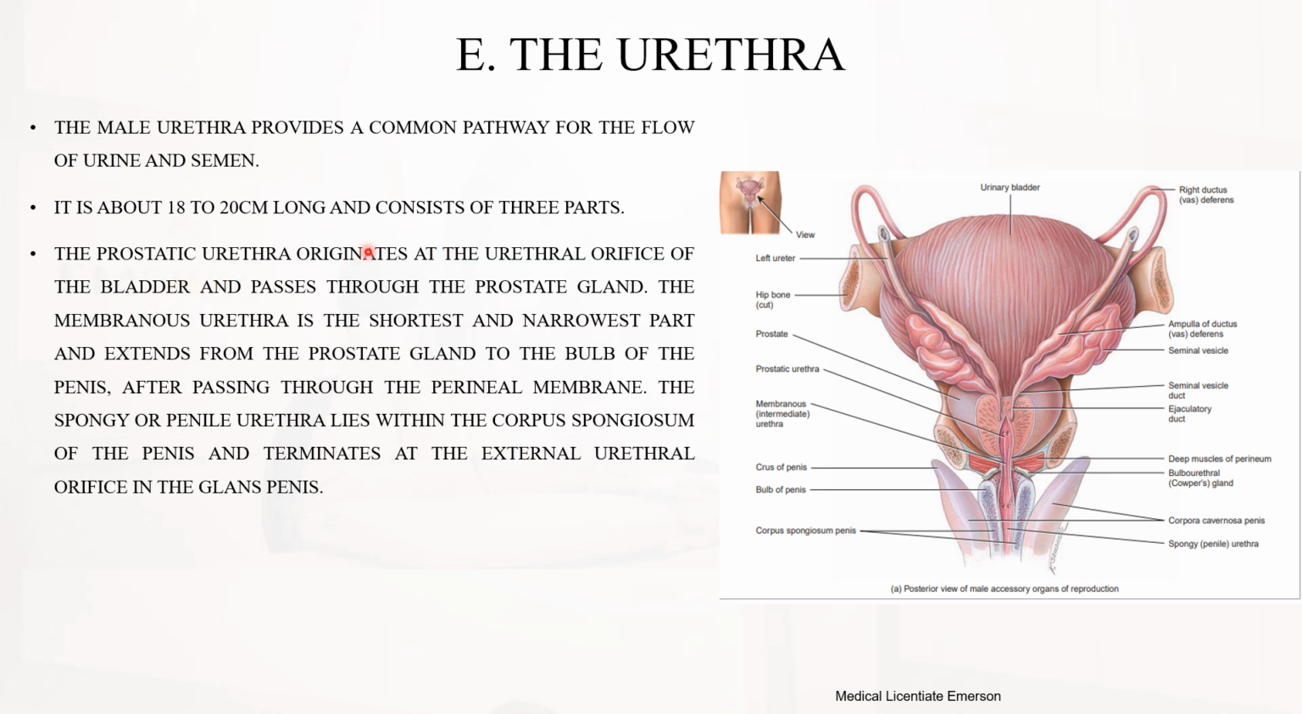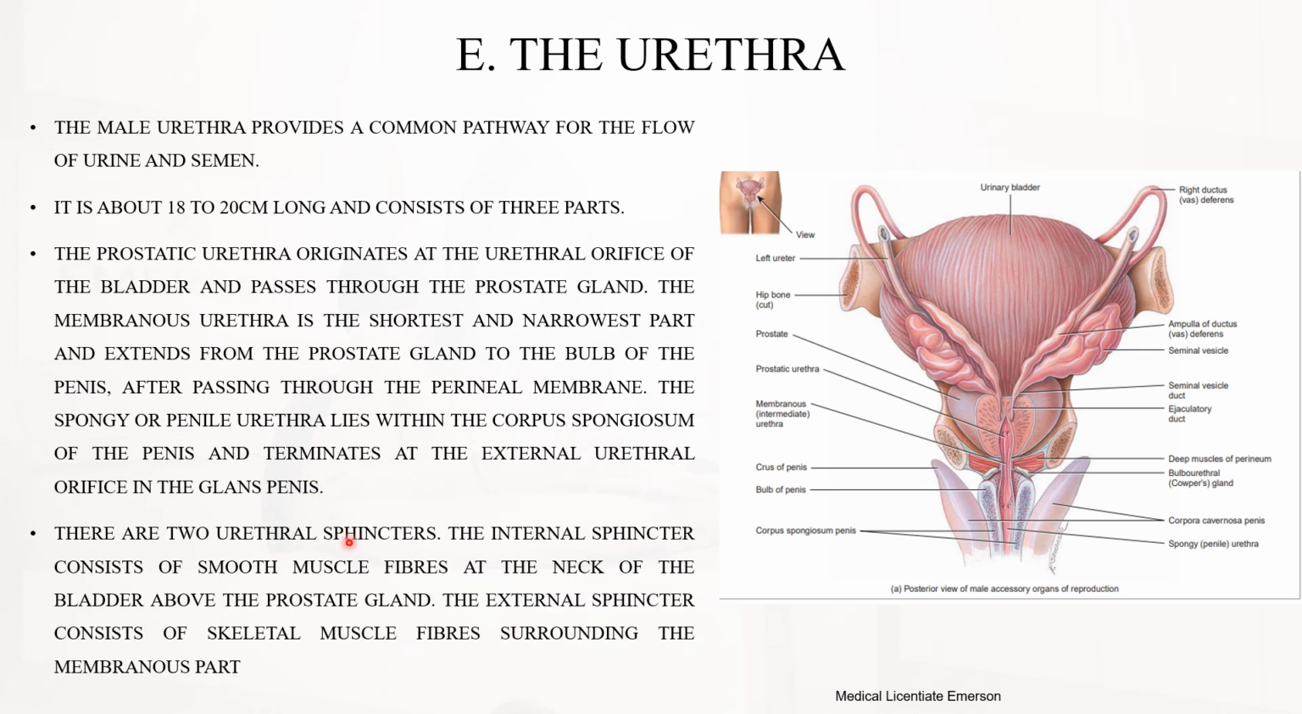We have the prostatic urethra, which originates at the urethral orifice of the bladder and passes through the prostate. That's why it is called the prostatic urethra. The membranous urethra is the shortest and narrowest part and extends from the prostate gland to the bulb of the penis. Then, after passing through the perineal membrane, the last part is the spongy or penile urethra, which lies within the corpus spongiosum of the penis and terminates at the external urethral orifice in the glans penis.